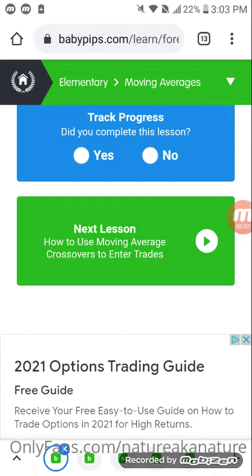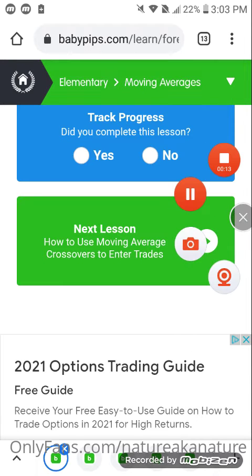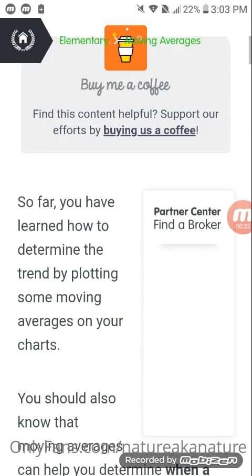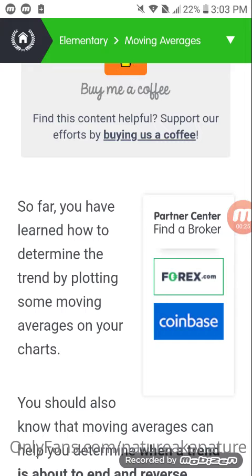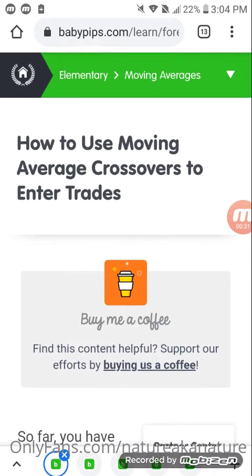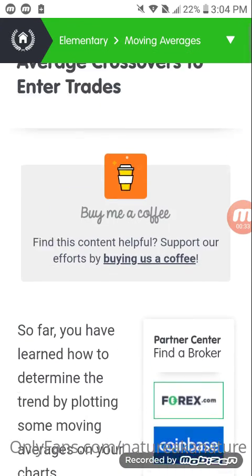How to use moving average crossover to enter a trade. Alright, so we already know how to identify the trend using moving averages. So let's look at how to use moving average crossovers to enter a trade.